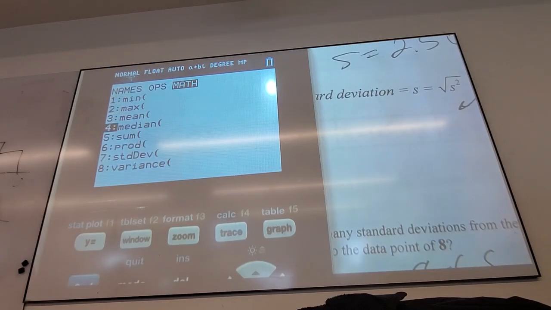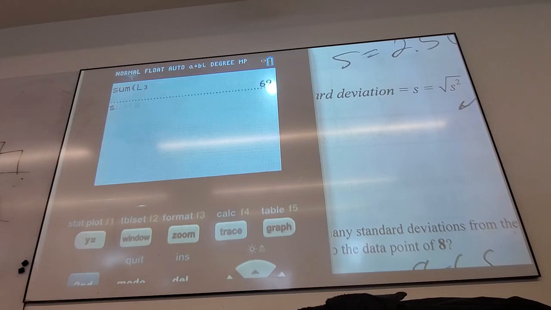Math. Sum. And you don't have to go down, you can just hit the number 5. Sum up L3.